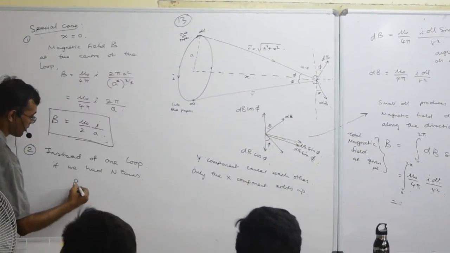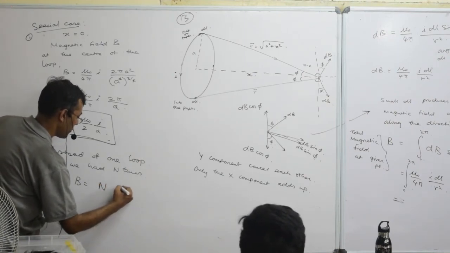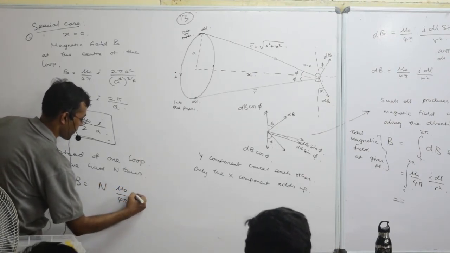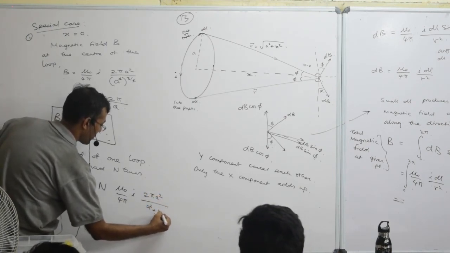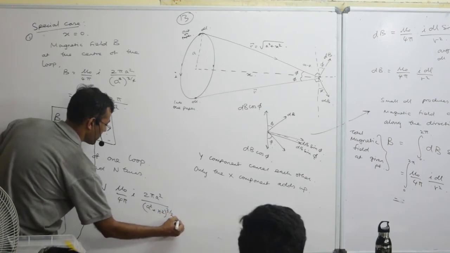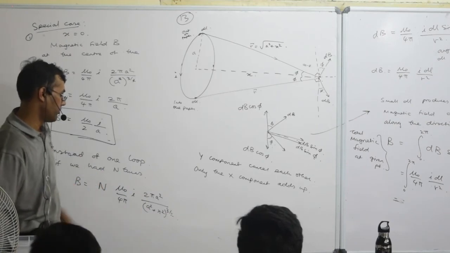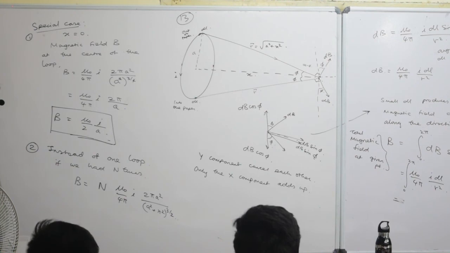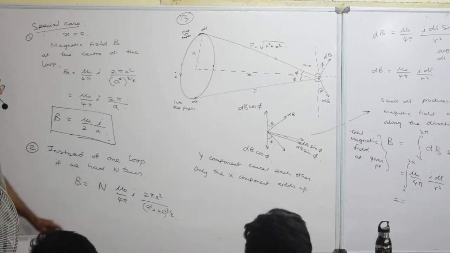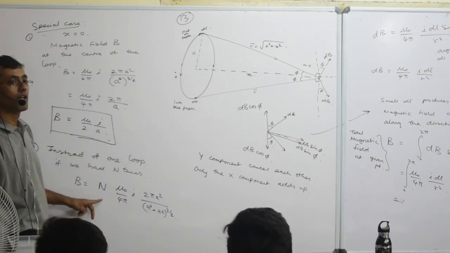So I can say B is equal to n into mu naught by 4 pi I 2 pi a squared over a squared plus x squared power 3 by 2. Generally, I like to remember this separately, so it's easy to remember it like this. So maybe take it down. It's the same term that you have written there, the only thing is you are multiplying by capital N, the number of turns.